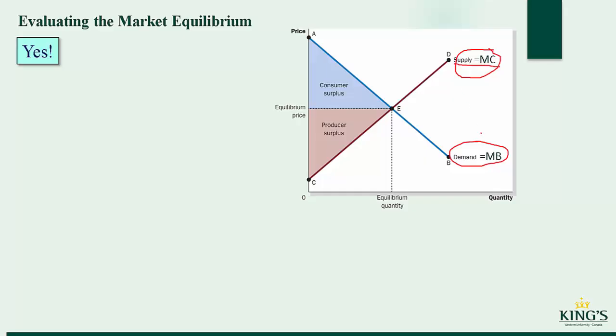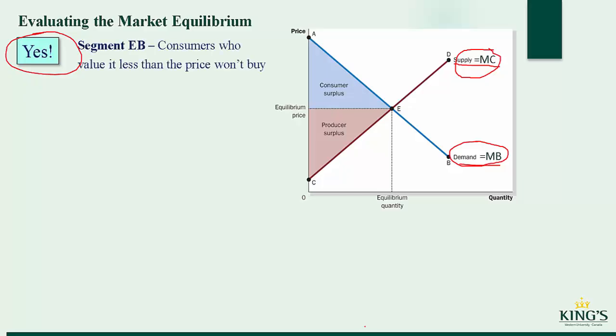If we can think of the supply curve as a marginal cost curve and the marginal benefit curve as the demand curve, then it's really easy to get the answer. The answer to the question is yes. And the best way to think about why the answer is yes is to think about what if the quantity was something else? What if we weren't at the equilibrium?